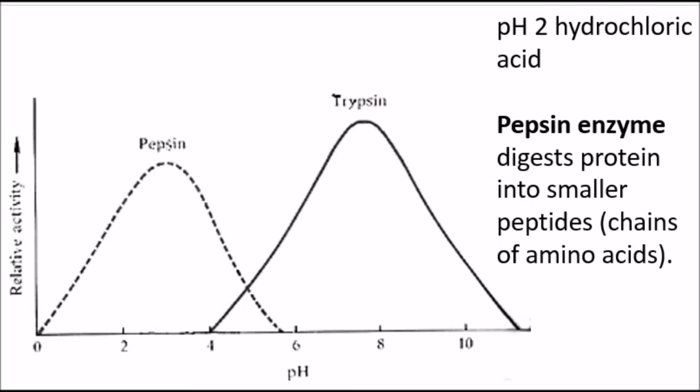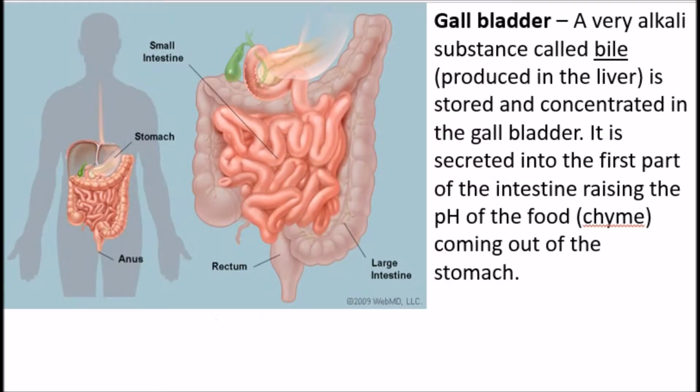Enzymes. Two protease enzymes here. Pepsin, which works in the stomach, has an optimal pH of about 3. And trypsin, which works in your small intestine, has an optimal pH of around 8. So they have completely different characteristics, these two enzymes.